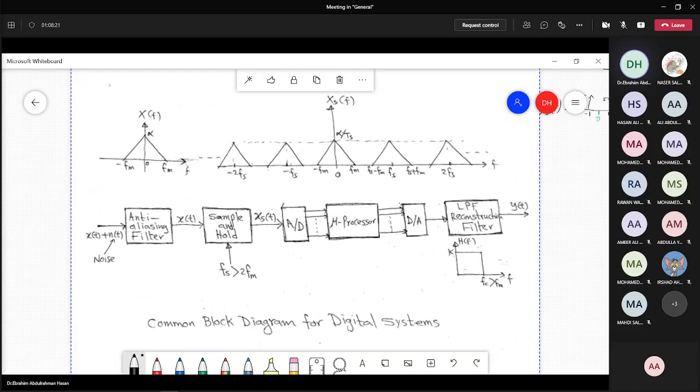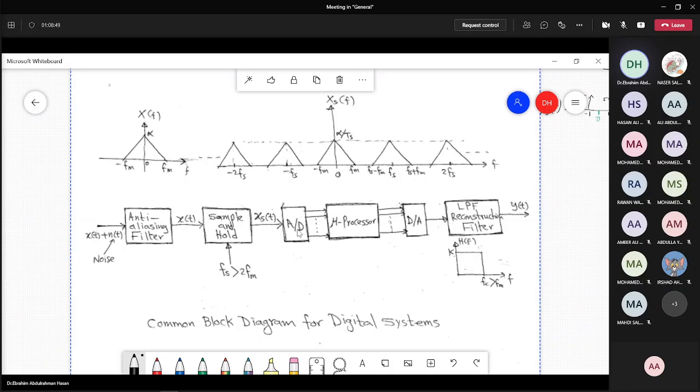Okay, this is the complete picture for sampling. So what I have is x of t plus n of t. Here we need an anti-aliasing filter, which is an RC, a very cheap filter. Then we sample it at f_s greater than 2 f_max, and I will get x_s of t.